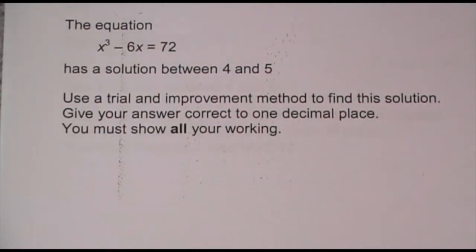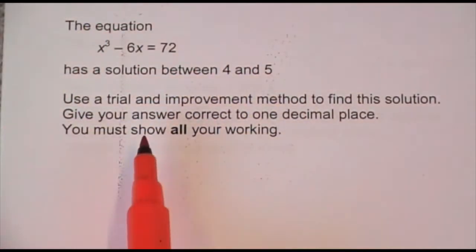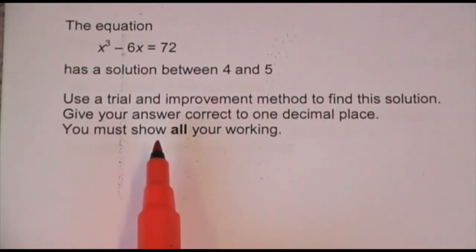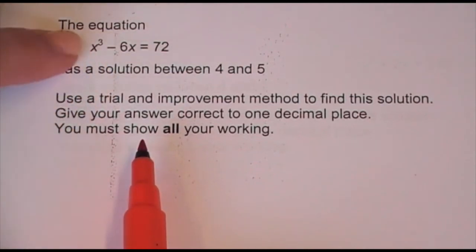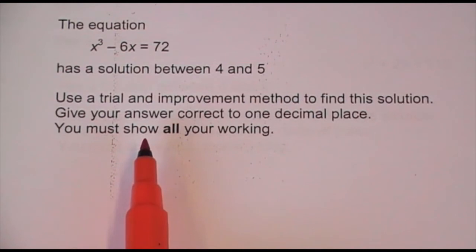Okay, so trial and improvement. These questions typically look like this, but not always. We will look at an example where it doesn't look like this. It's not as obvious. So the equation x cubed minus 6x equals 72, and this is a cubic because it's got a cubed term in. It won't necessarily be a cubic, but it probably will be.